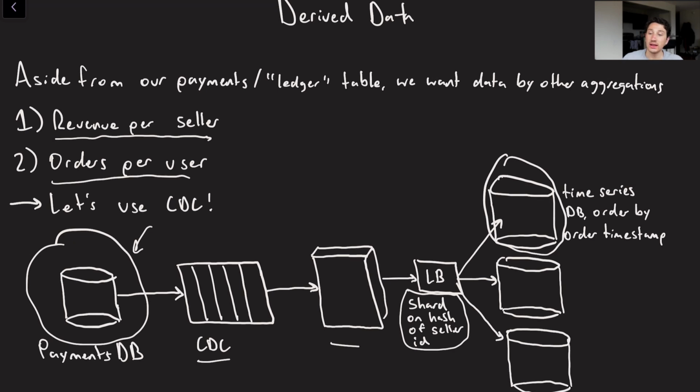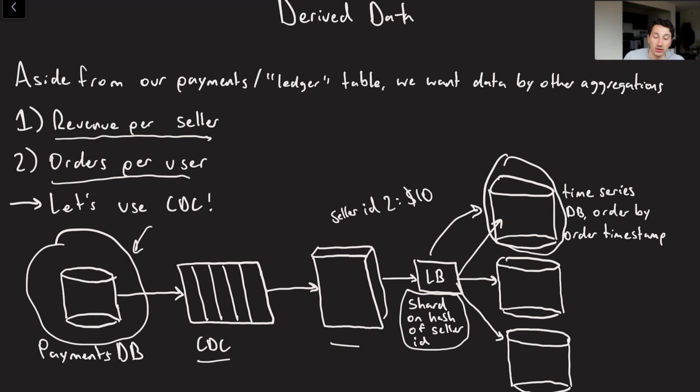So for example, if we wanted to look at all of the sales that a given seller has had over a month, and let's say that we see one particular order where seller ID 2 just made $10, we consult the load balancer, see which node that goes to, and then write to the particular one.